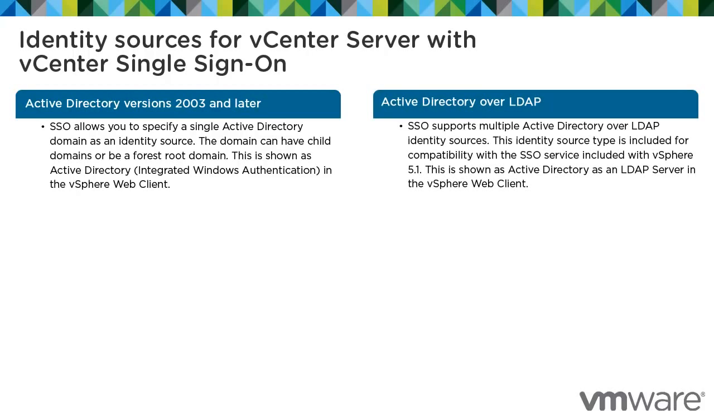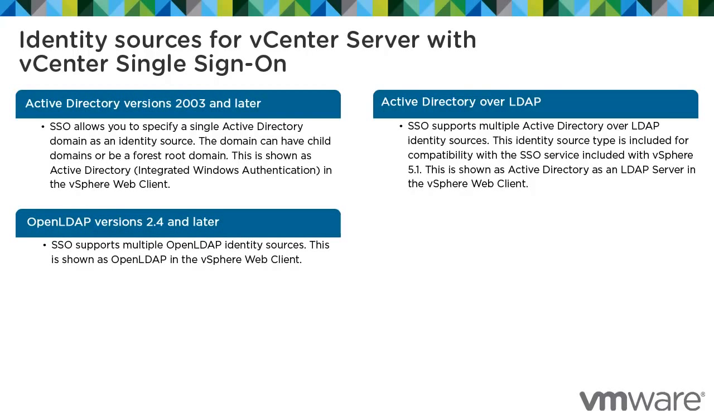Active Directory over LDAP. Single Sign-On supports multiple Active Directory over LDAP identity sources. This identity source type is included for compatibility with the Single Sign-On service included with vSphere 5.1. This is shown as Active Directory as an LDAP Server in the vSphere Web Client. OpenLDAP versions 2.4 and later. Single Sign-On supports multiple OpenLDAP identity sources. This is shown as OpenLDAP in the vSphere Web Client.